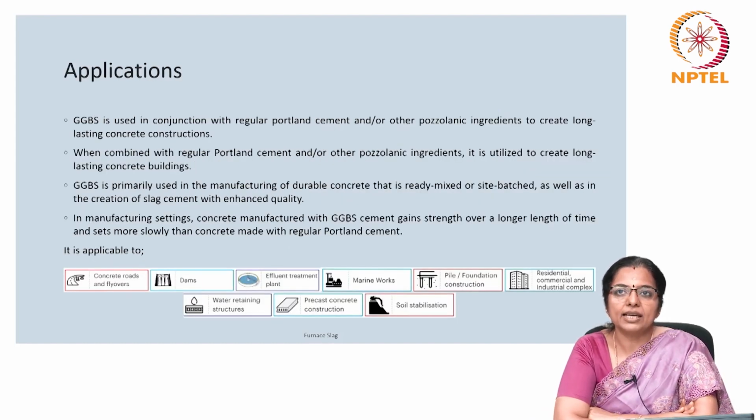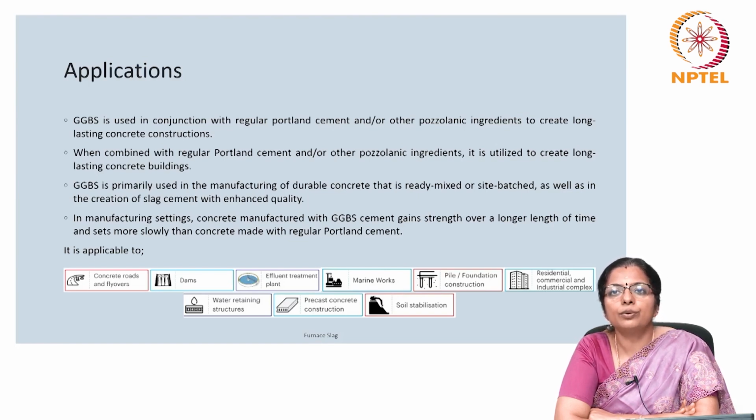Let us now look at the applications of ground granulated blast furnace slag. It is a valuable component in the construction industry, often used in combination with regular Portland cement and/or other pozzolanic ingredients to create robust and long lasting concrete structures. This combination is employed both in ready mixed and site patched concrete, contributing to the durability of the final product.